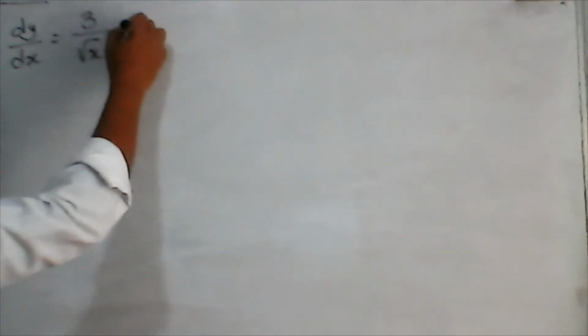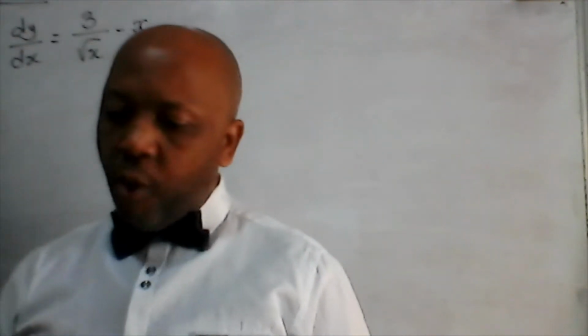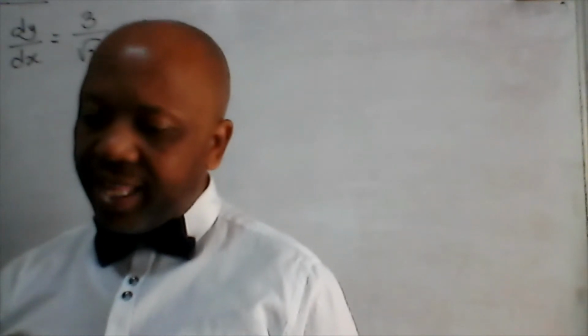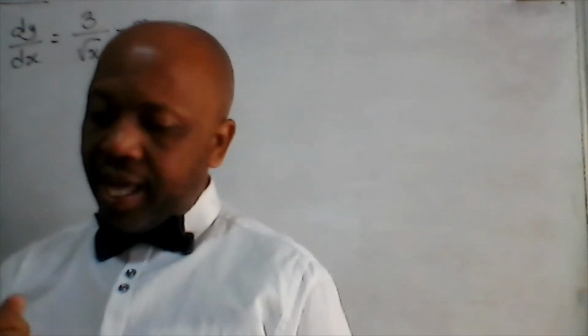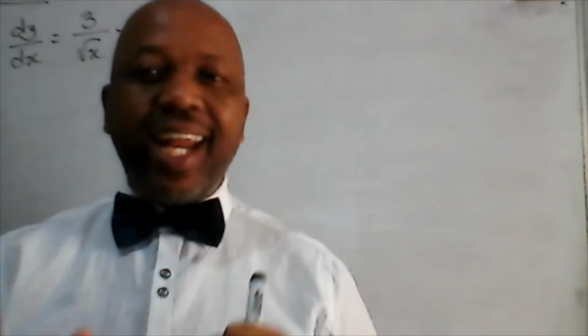This question reads like so. The equation of a curve is such that dy/dx is equal to 3 divided by the square root of x, minus x. Given that the curve passes through the point (4, 6), find the equation of the curve. And this was worth 5 marks. Very good marks. Let's do it, and let's do it well. Let's get these marks.